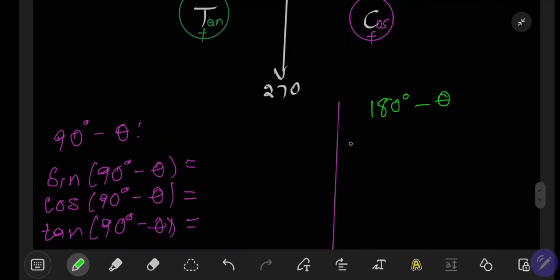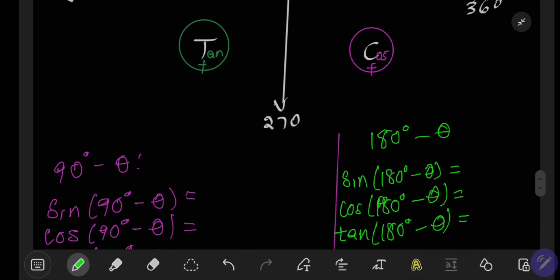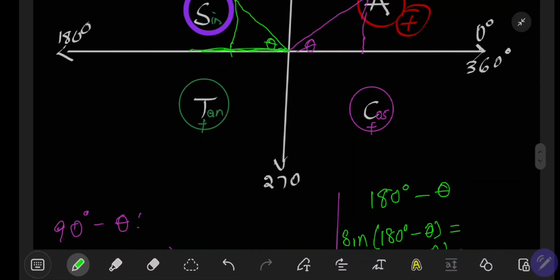So it means that our trig ratios will be sine of 180 degrees minus theta. Then we will know that it's equals to something there. Then we also have the cos of 180 degrees minus theta. Then our tan of 180 degrees minus theta, just like that. So this is the second quadrant.